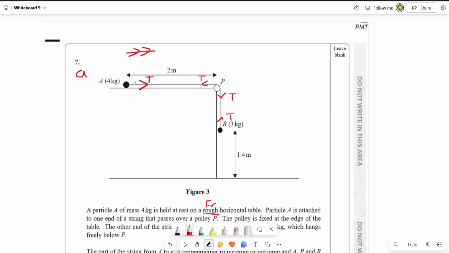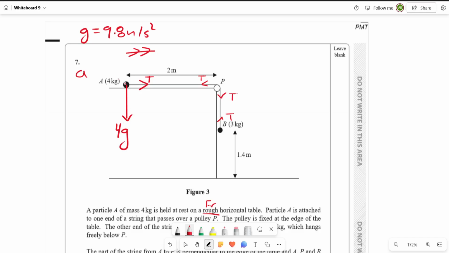Let's take ball A and draw all the free body diagram, meaning drawing all the forces that are acting on A. I like to always start with the weight force. It's the easiest one. It's just mass times G, so 4G. G here is going to be 9.8 meters per second squared because you're doing Edexcel. If you're doing Cambridge, G is 10 meters per second squared.